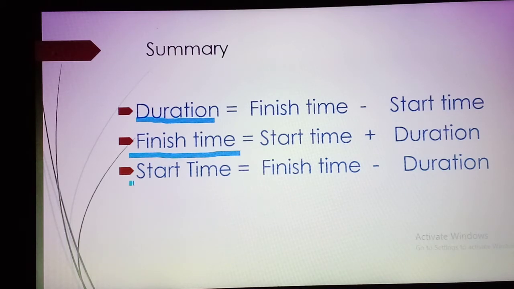To find a start time, we should subtract the duration from the finish time. Start time is always an earlier time. To find an earlier time, you should subtract the duration from the finish time.